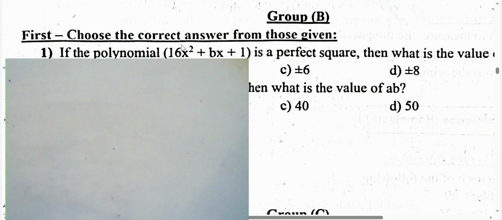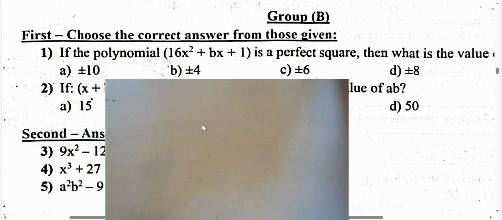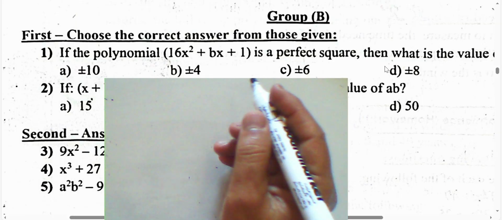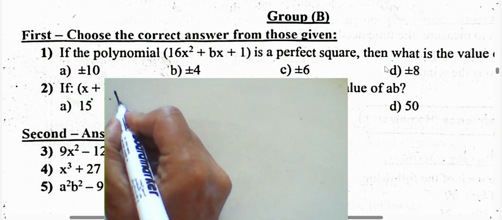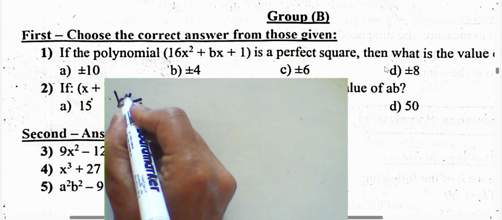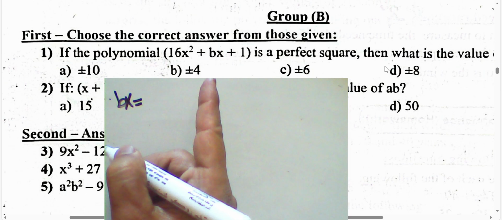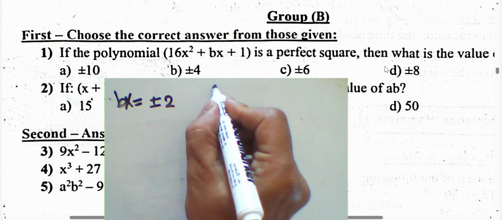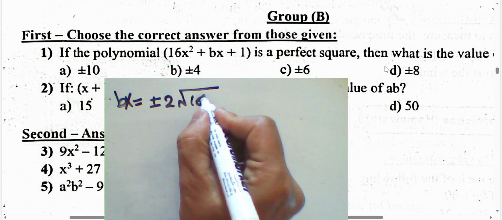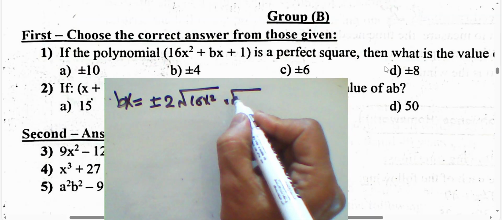Second group. The polynomial 16x² + bx + 1 is a perfect square. What is the value of b? We know the middle term bx equals positive or negative 2 times the square root of the first term times the square root of the third.